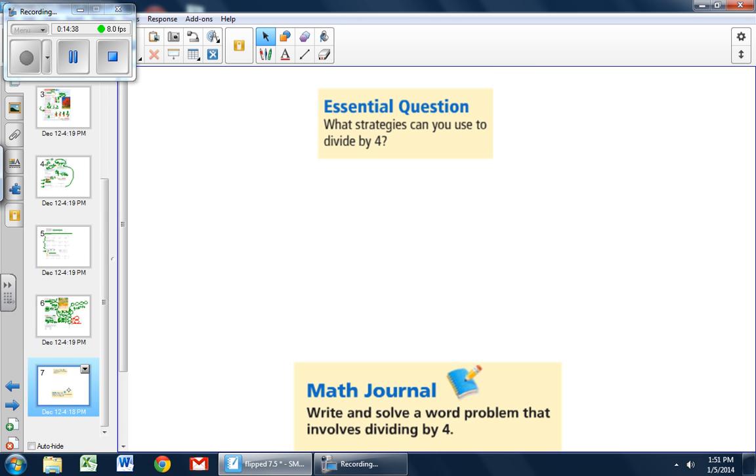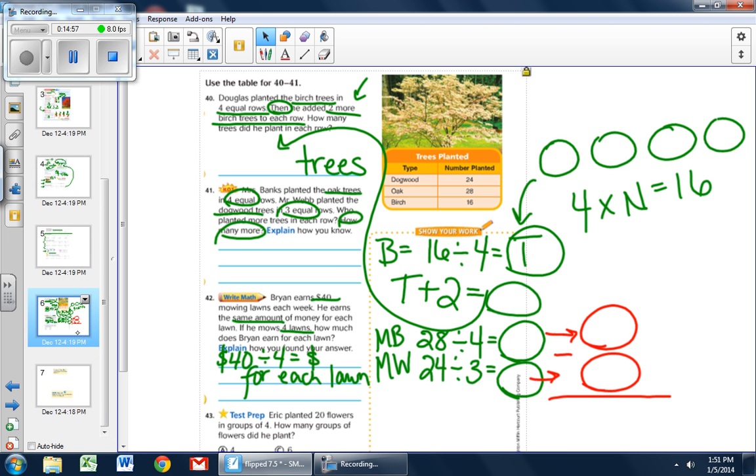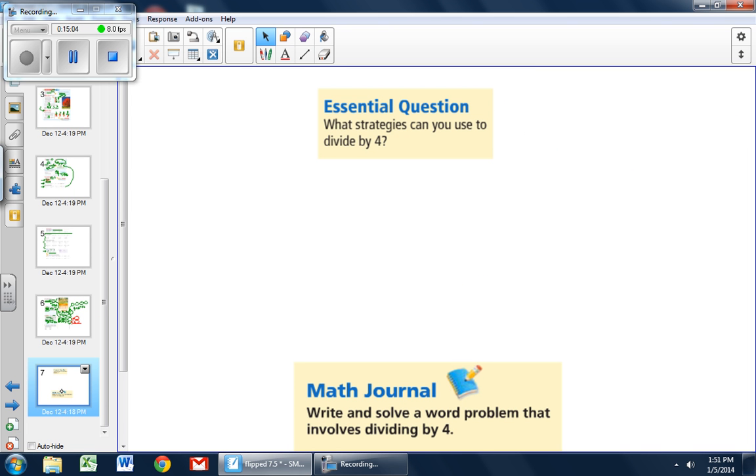And when you're done, then you're ready for your math journal. They did a great job showing you a couple of different strategies you can use to divide by 4. I think my favorite one is the dividing by 2. And then write and solve a word problem that involves dividing by 4. So if you're not sure, go back to this page and see if you can find one that you could modify a little bit to be your own, where you're dividing something by 4.